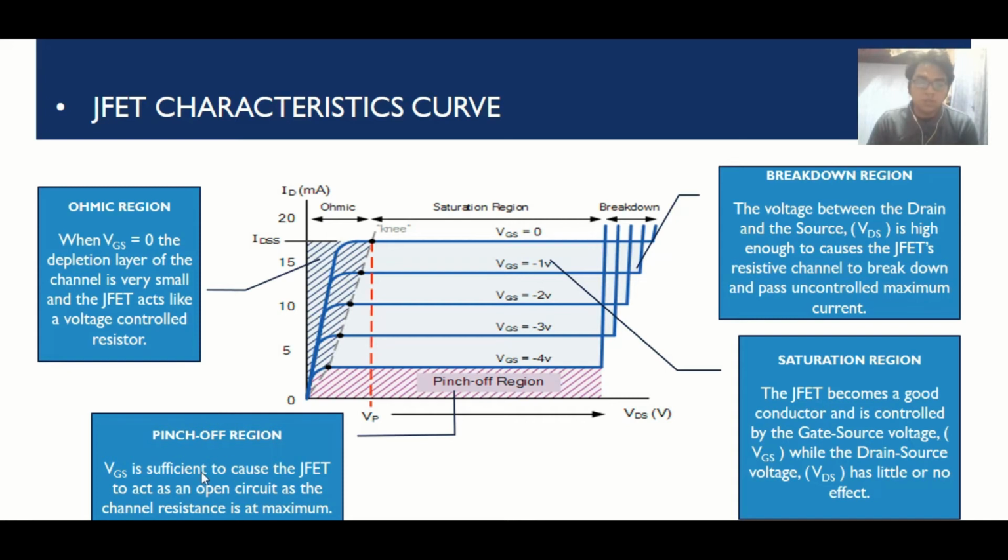Right, next, pinch off region. VGS is sufficient to cause a JFET to act as an open circuit as the channel resistance is at maximum. Next, we go to breakdown region. The voltage between the drain and the source, VDS, is high enough to cause the JFET's resistive channel to break down and pass uncontrolled maximum current. And lastly, we have saturation region, where the JFET becomes a good conductor and is controlled by the gate source voltage VGS, while the drain source voltage VDS has little or no effect.